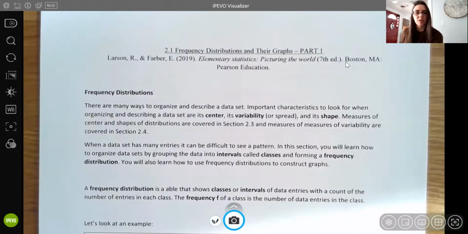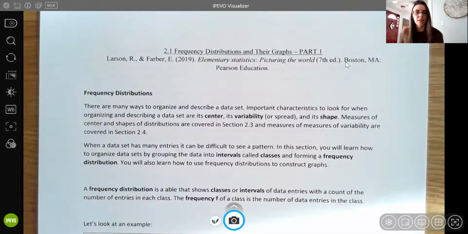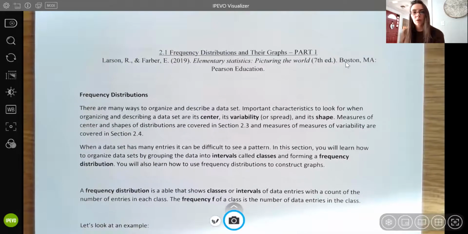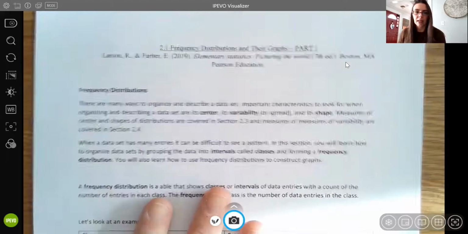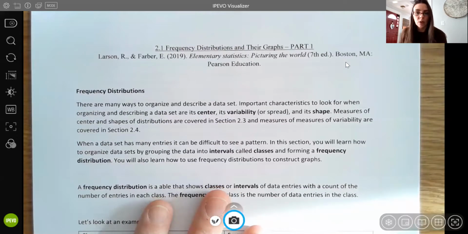Next, we're going to look at chapter 2.1 on frequency distributions and their graphs. I'm calling this part 1. This lecture is going to be focused on setting up the frequency distribution, which is like a table. In the next section, we'll talk specifically about the graphs, how to take those tables and convert them into a histogram, which is typically what we usually do, or other graph options that we can use. So today, again, we're focusing on the organization and setting up these frequency distributions, or really tables.